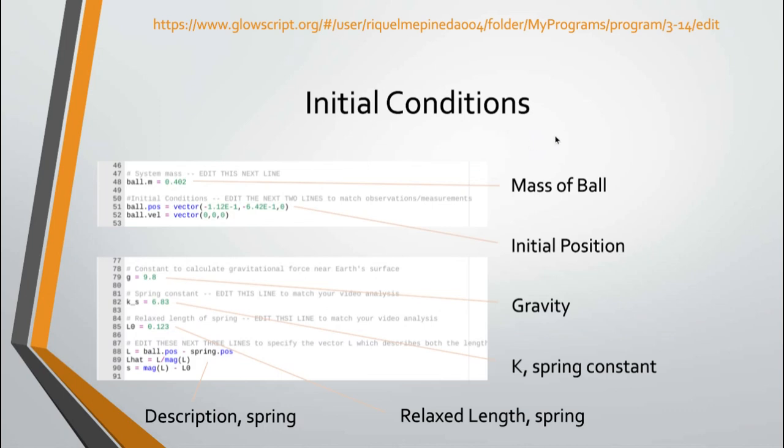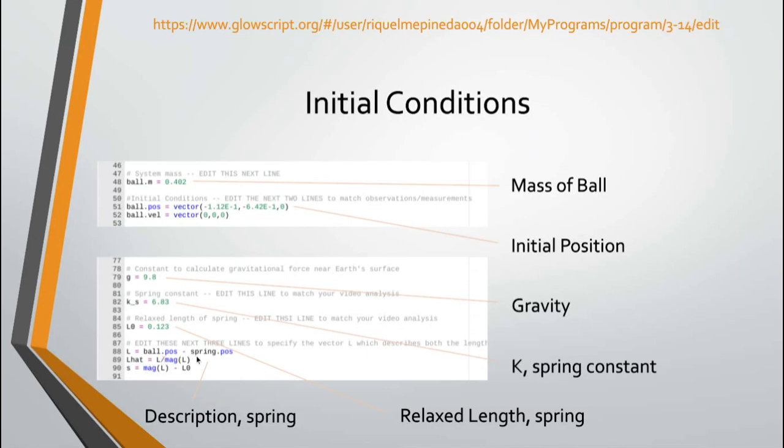The initial conditions are the mass of the ball, which was given from the pre-lecture video from that experiment. The initial position that I calculated is this right here. Then we have the gravitation here on Earth, and the spring constant and the relaxed length of the spring, again from the pre-lecture video. And this just describes the spring and its equations.